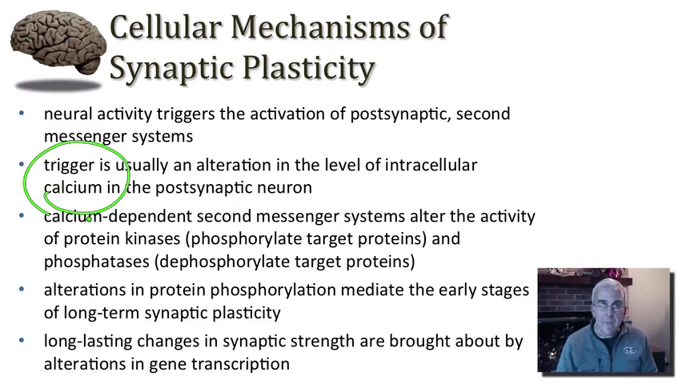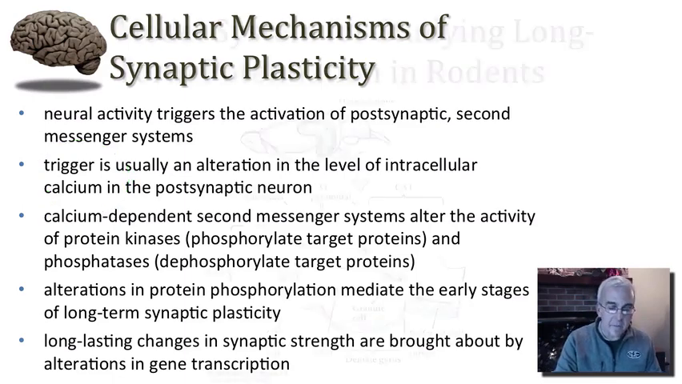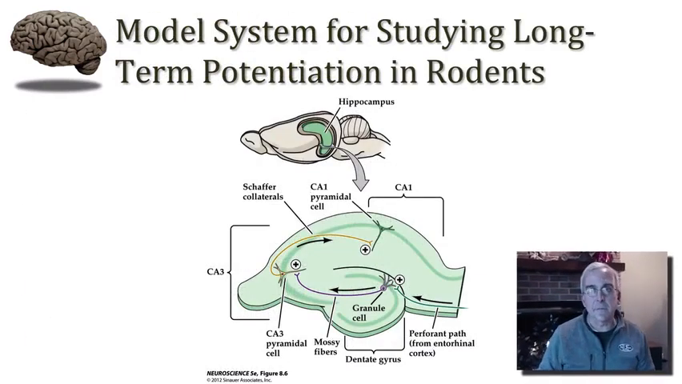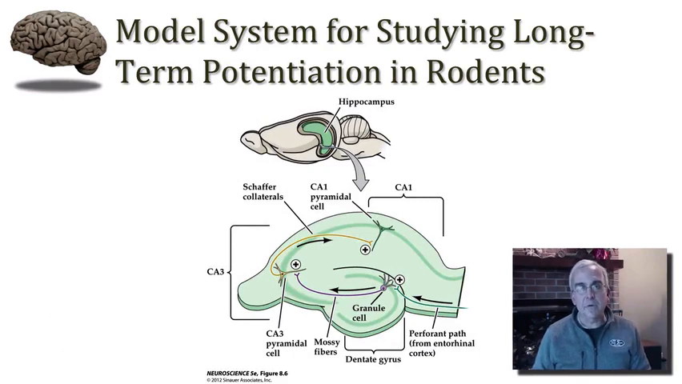So pay attention to where the level of calcium becomes critical for determining what type of plasticity is observed. Okay, so now we're ready to talk about one particular mechanism of plasticity called long-term potentiation. But before we can, I need to introduce you to a model system that was foundational for the studies that first brought to light these mechanisms.